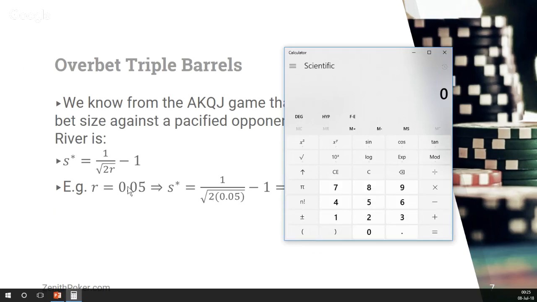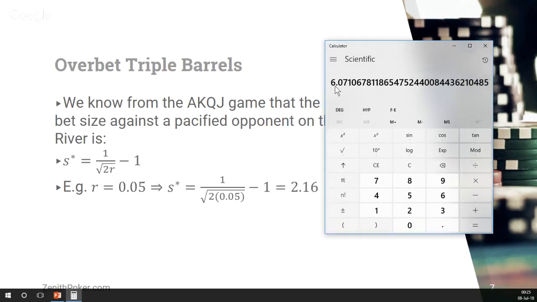So S star, let's say R is 1%, so 0.01. Then it's going to be 1 divided by the square root of 0.02, and then minus 1. So if our opponent's bluff catching range beats our hand only 1% of the time, then we can overbet around 6 times the pot without flinching.